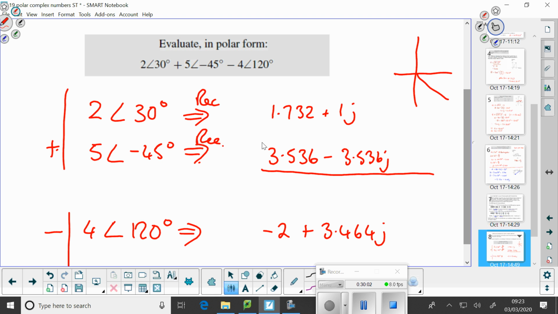So now we've got, how do we add 2 complex numbers together in rectangular form? No, do we? Done that last week.